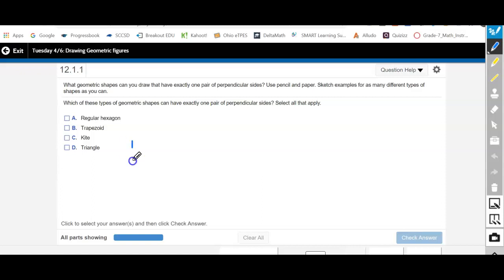All right. So perpendicular means 90 degrees. So I've got one set of perpendicular sides, one pair, right? This side and this side make one pair of perpendicular sides. Okay, so now I cannot have more because it says exactly one pair. So what all can we make? Well, we could finish this off and make it a triangle. Perpendicular. What else could we do with this?